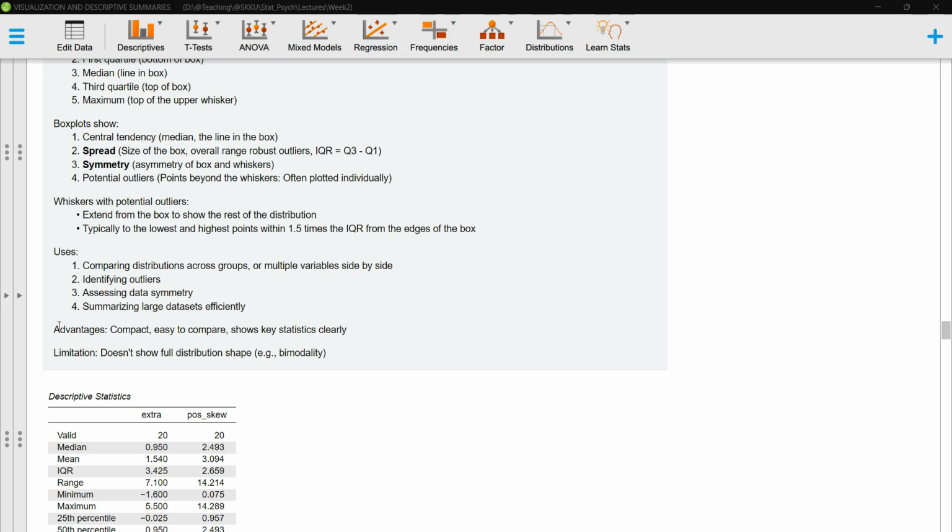So in summary, the advantages of the box plots are the compact approach and easy comparison, and they show key statistics clearly. But the limitation of the box plot is that it doesn't show the full distributional shape. For example, it doesn't give us bimodality. If there are two peaks in the distribution, the box plot never provides us that idea.